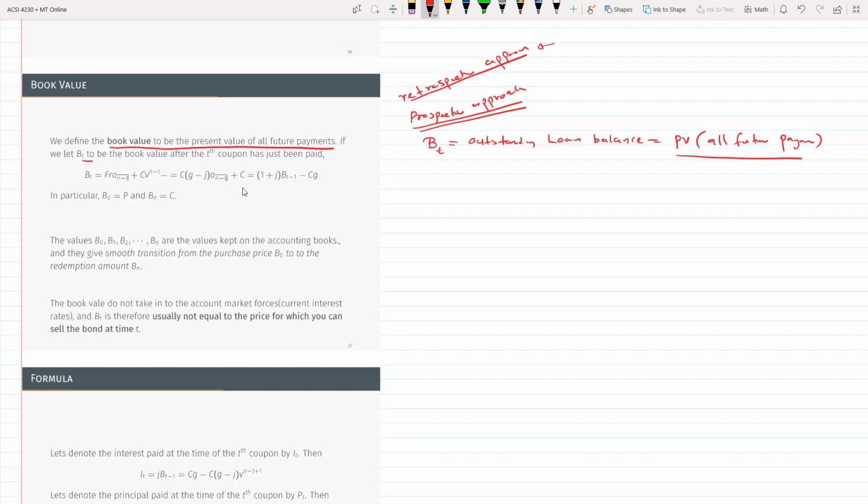So we let B_t be the book value. Now on the bond, we just call it the book value, not the outstanding loan balance. We are not going to use that term. We would call it the book value. So what's the book value? Book value is basically the present value of all future payments. Okay, so if I have a bond at time 0, let's say P, we have let's say n coupons.